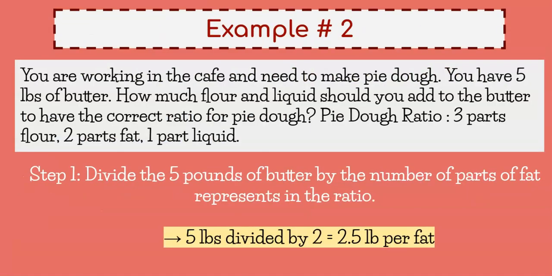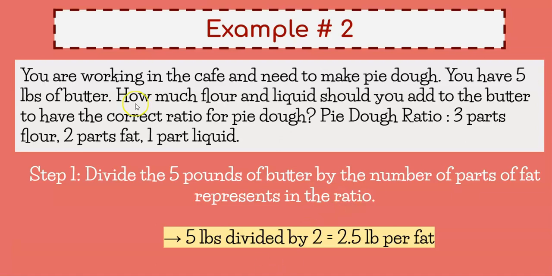All right, so you are working in the cafe and you need to make pie dough. You have 5 pounds of butter. How much flour and liquid should you add to the butter to have the correct ratio for pie dough? The pie dough ratio is 3 parts flour, 2 parts fat, 1 part liquid. So step number 1, you're going to divide the 5 pounds of butter by the number of parts of fat represented in the ratio, because that's what we are provided.